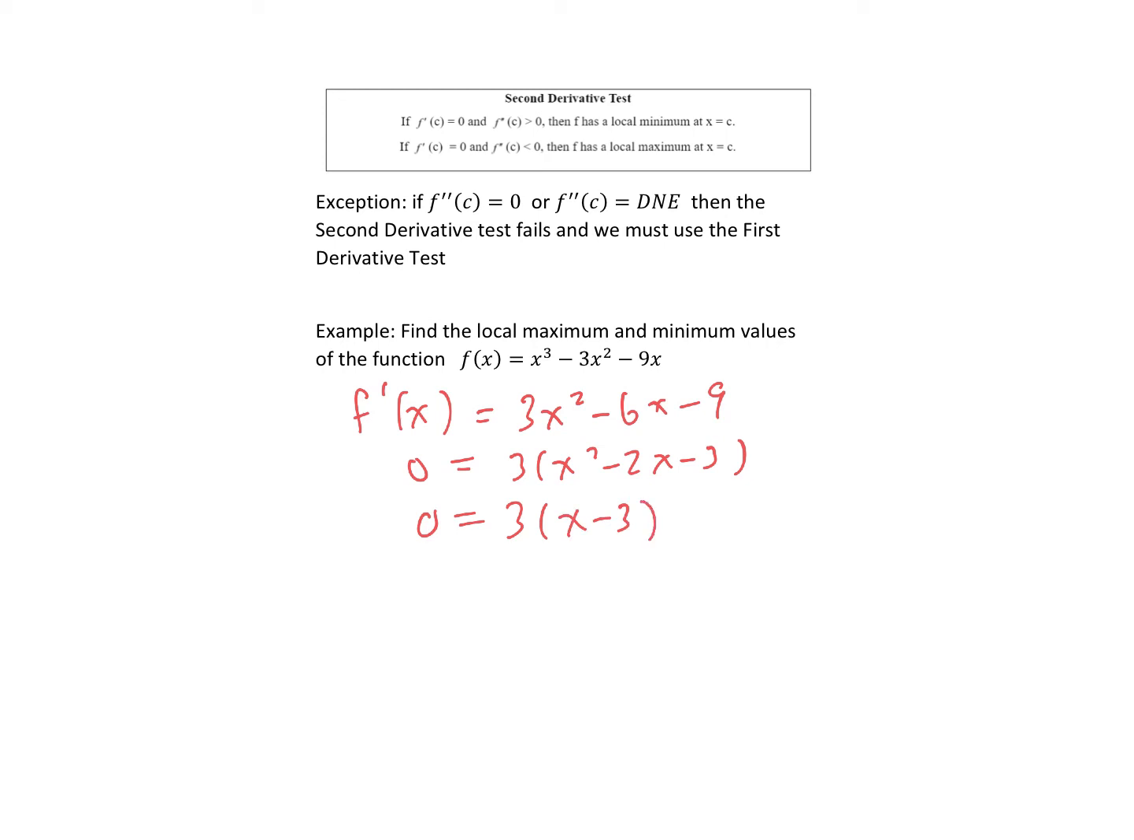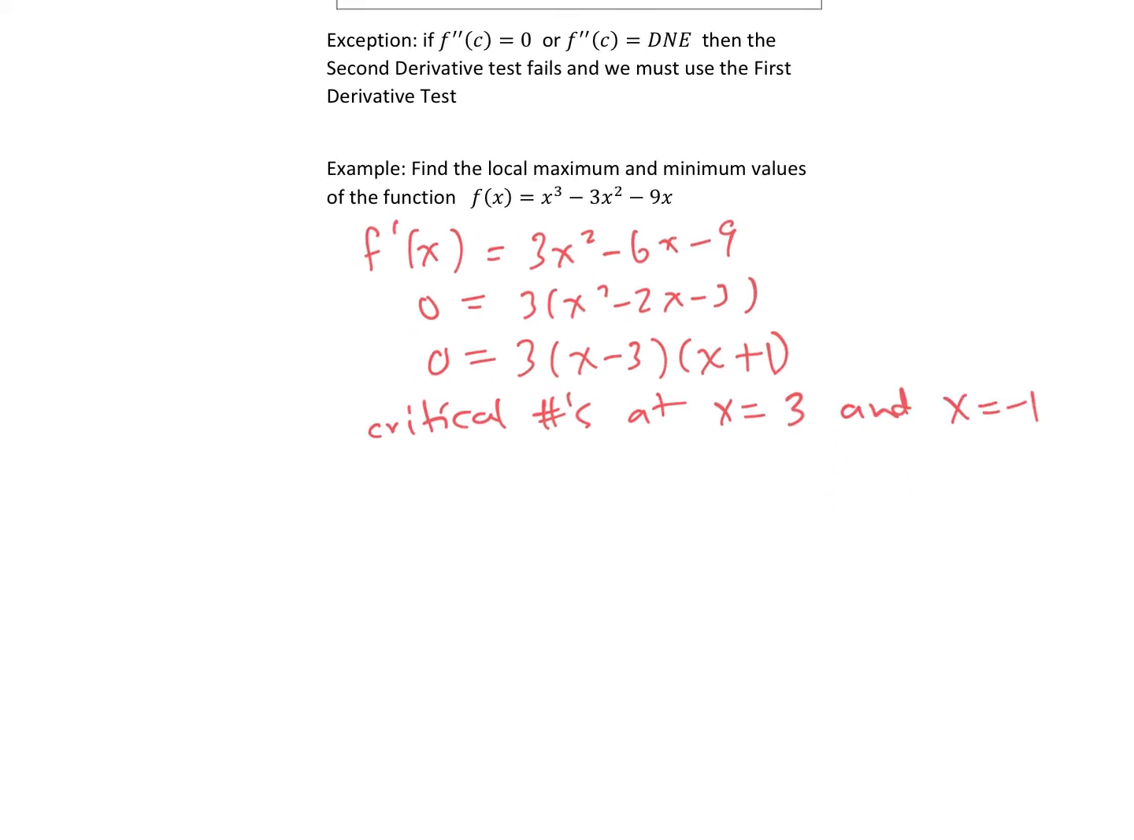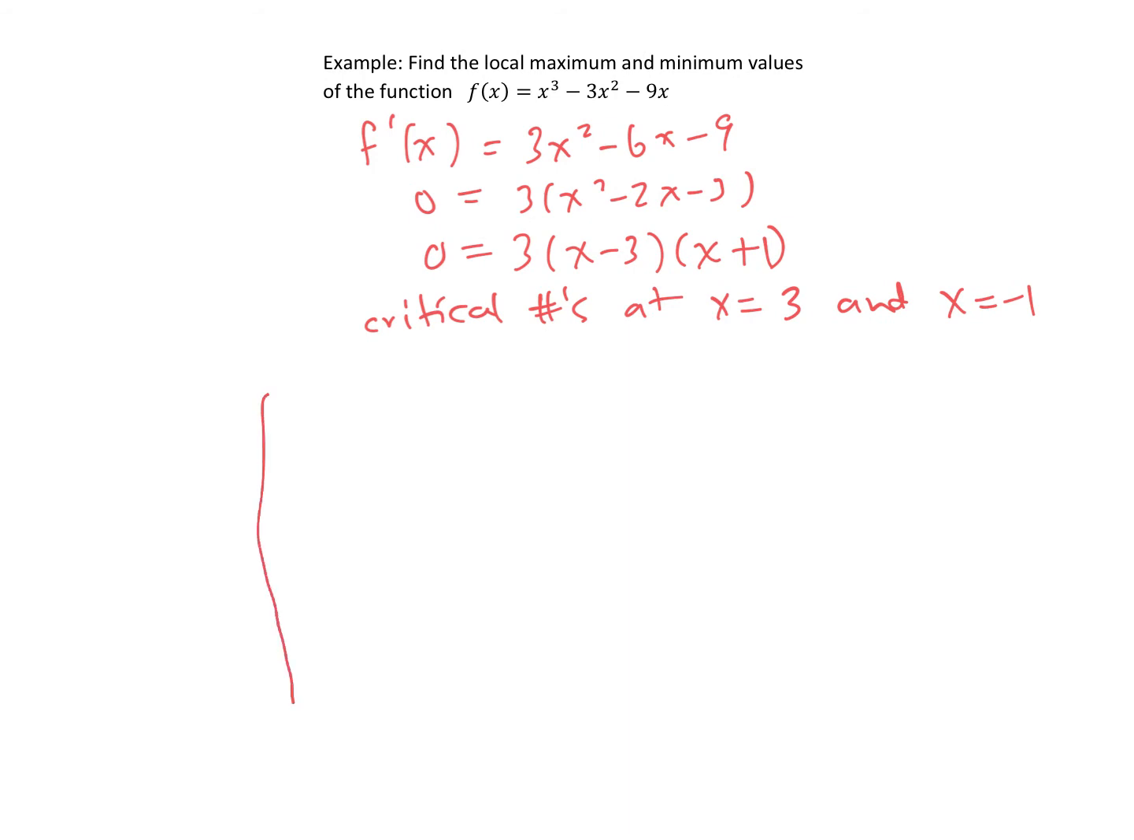So previously we found our critical numbers by first finding the derivative. We set it equal to 0, and then we factored to find those critical numbers. So I would get x minus 3, x plus 1. That tells me I have critical numbers at x equals 3 and x equals negative 1. And then we were making a table of values to determine whether those numbers were maximum or minimum. We were looking at a change in sign.